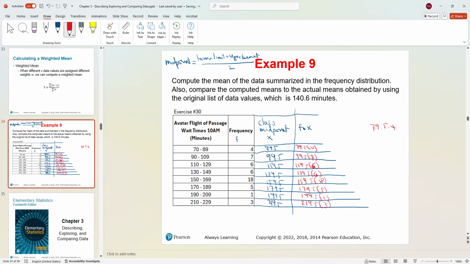Once you do everything, then you add, because we are more interested in the sum of F times X, which is the answer we're going to find here. We need to find it. Let me tell you exactly what it is. Let's do it.